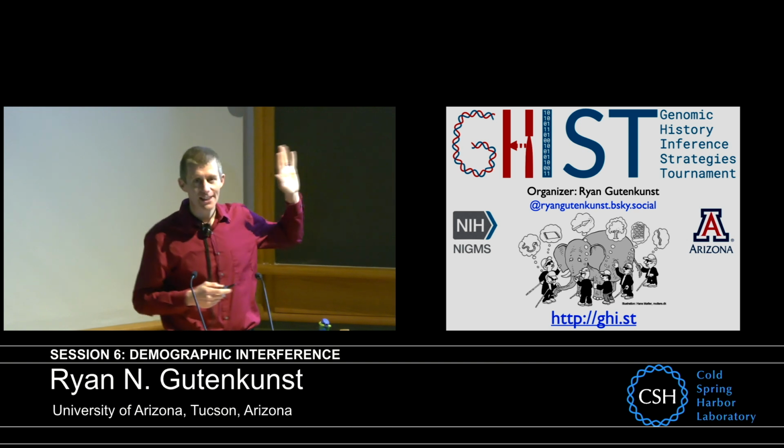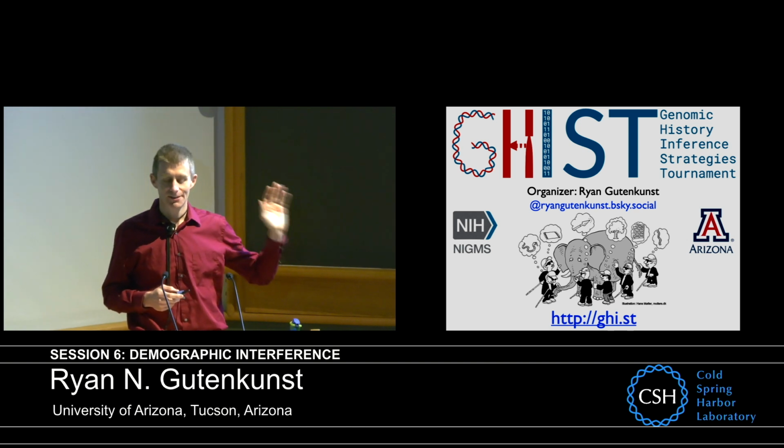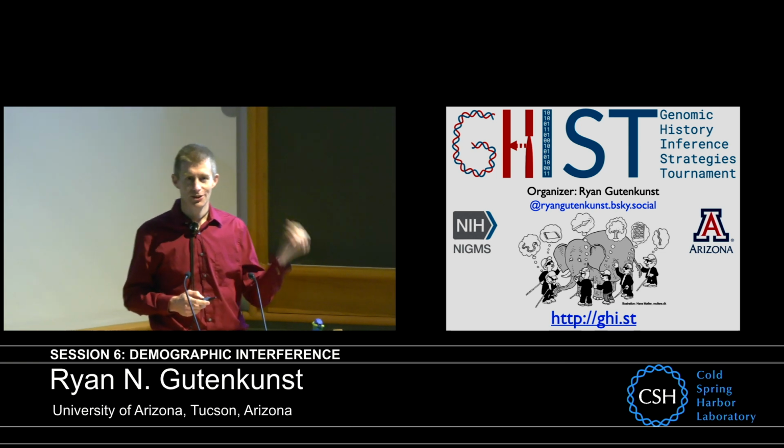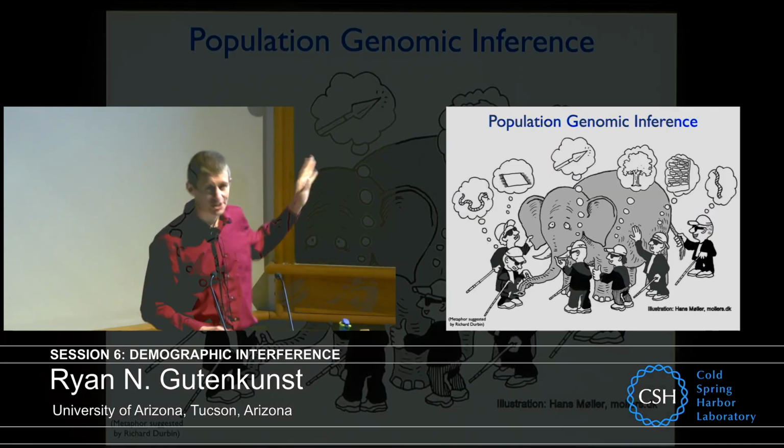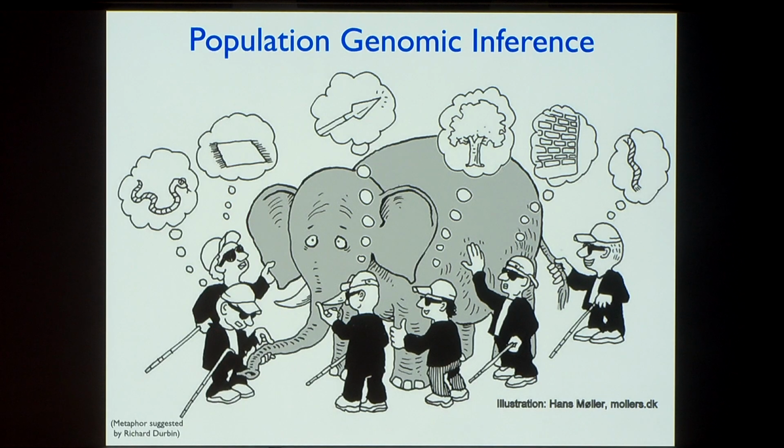And to motivate this tournament, which is focused on population genetic inference, I want to start with a metaphor that was suggested by Richard Durbin, which is to think about analyzing population genomic data like how we think about the parable of the elephants and the blind men. Just like the elephant, population genomic data are complex. They come from a biological process, so they're messy, and they aren't going to be captured by any very simple parametric model. But we, as the blind men or the population geneticists, tend to look at particular aspects of the data. So one of the men might grab the trunk and say, oh, the elephant is like a snake.